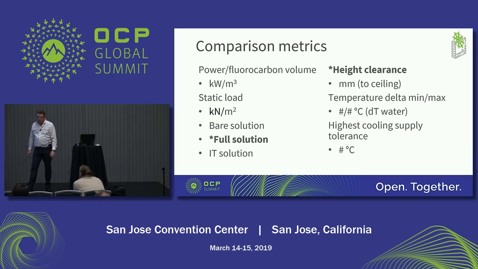Highest cooling supply tolerance. That's a bit of a vague one. We've deployed units where we could tolerate 55 degrees Celsius. We're expecting that those same systems will be able to work with 60 degrees Celsius cooling even. But it doesn't mean anything for a much higher density application, because that thermal tolerance will actually decrease if you increase the electrical input.